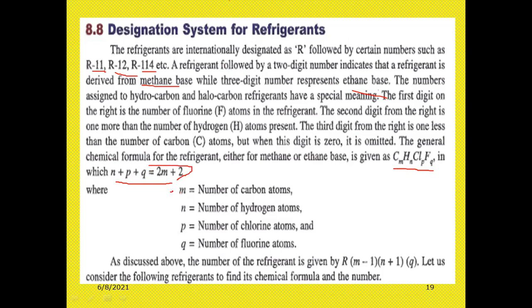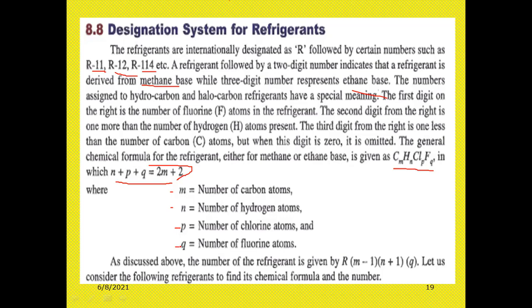m is equal to the number of carbon atoms, n is equal to the number of hydrogen atoms, small p is equal to the number of chlorine atoms, and small q is equal to the number of fluorine atoms. So the number of the refrigerant is given by capital R, (m minus 1)(n plus 1)(q).